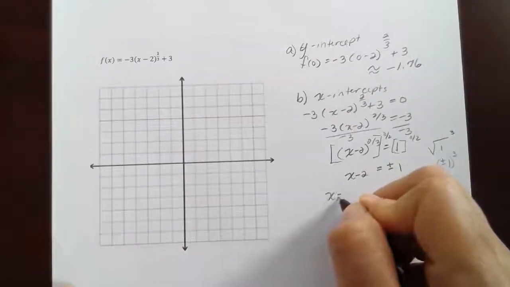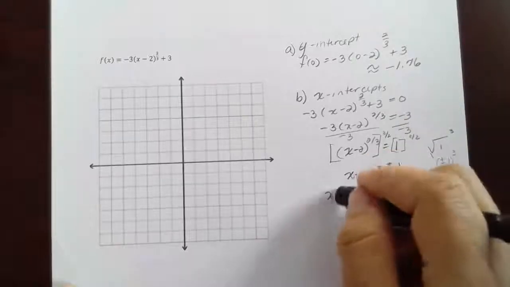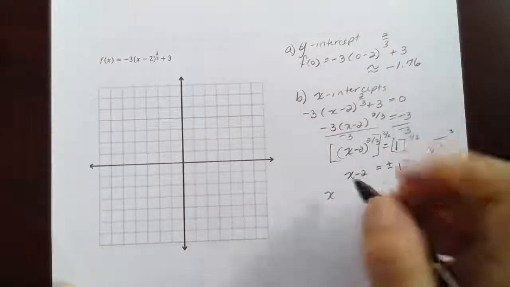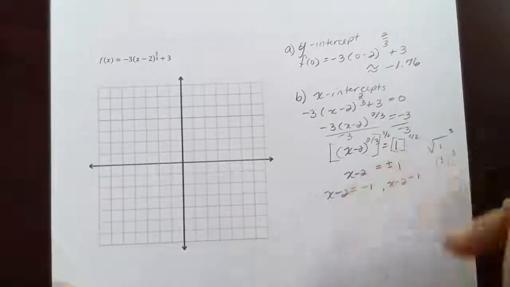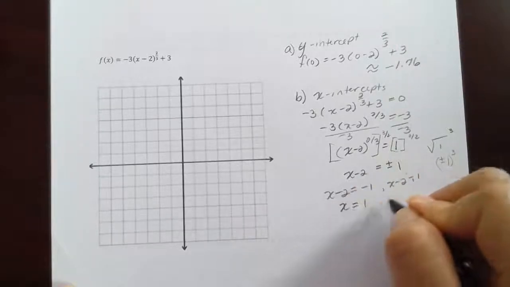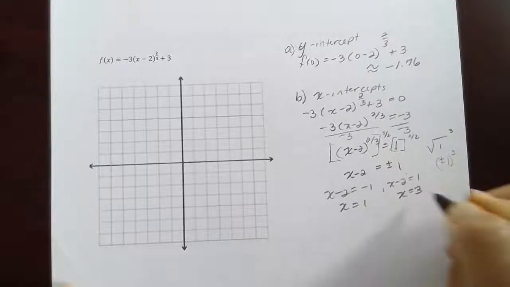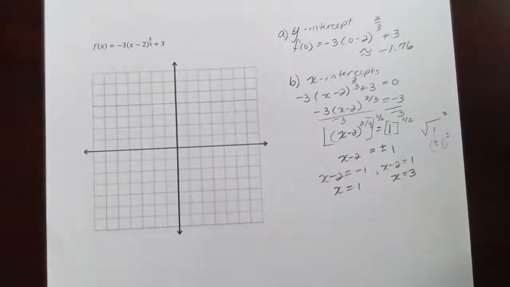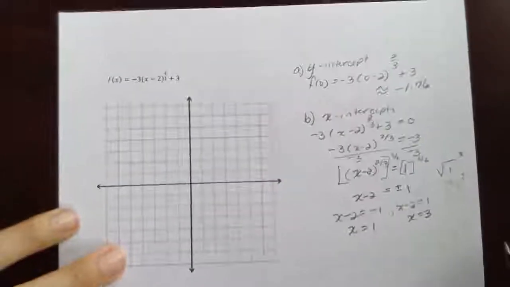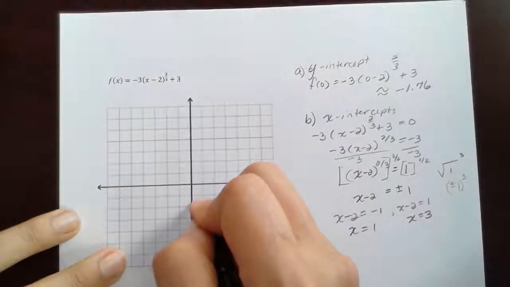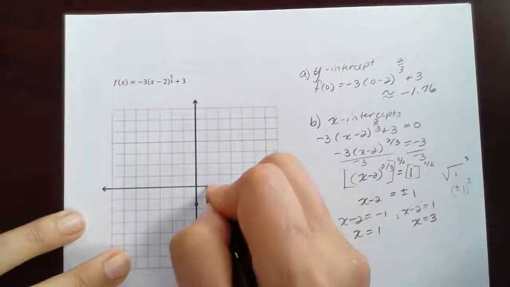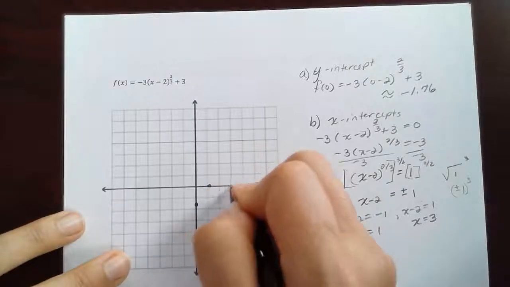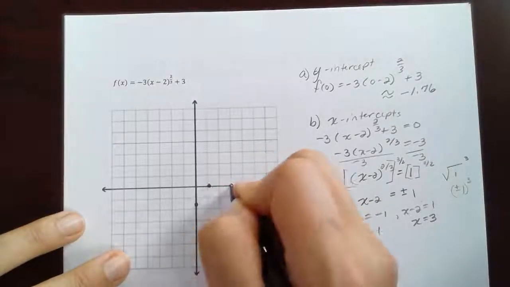All right, so then we've got x minus 2. Let's write the whole thing. Is equal to negative 1. x minus 2 is equal to positive 1. If we add 2, x will be equal to 1. x will be equal to 3. Those are your x-intercepts. So let's plot these. Negative 1.76 will be approximately here. 0, negative 1.76. And then we have 1 and 3 for x-intercepts. Okay.